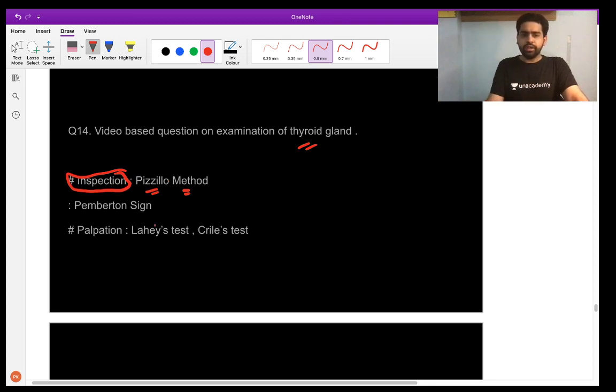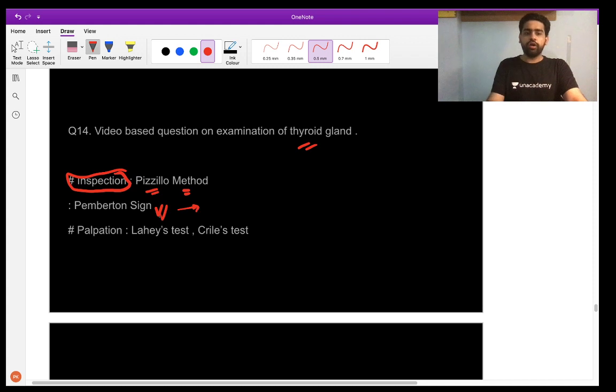What about this Pemberton sign? This is a very characteristic feature of a retrosternal goiter. The patient is sitting in front of you, absolutely fine. The minute you ask the patient to raise both arms above the ears, what happens? There occurs a facial plethora, so the face becomes reddened. Why? Because the retrosternal goiter is compressing the vessels and hampering the drainage of blood from the face. So this is the Pemberton sign, a feature of a retrosternal goiter.